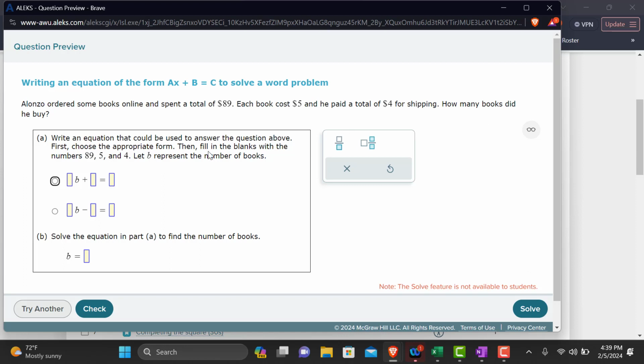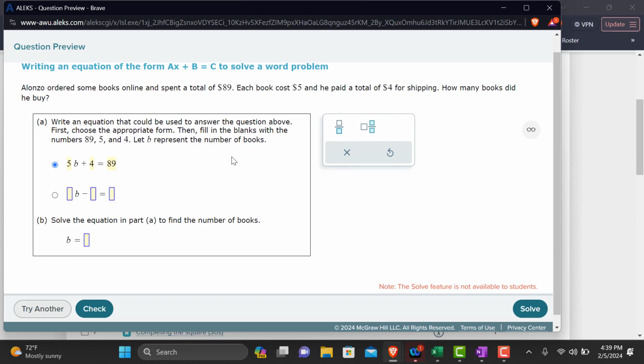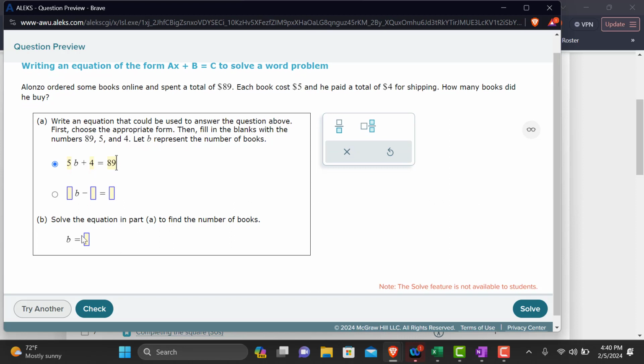How many books did he buy? Right, okay. And that's a pretty good deal, by the way, on shipping. You just got to pay $4 regardless how many books you buy. And it says he spent $89 overall, right? So we have $5 times every book that he buys, plus this $4 fixed cost is going to get us the $89 that he spent. So it says write an equation that could be used, choose the appropriate form, etc. Let B be the number of books. And now in part B, it says, well, let's go ahead and solve for B, right? So we just need to get B here by itself. So we do need to do part A, and then we'll do here part B.